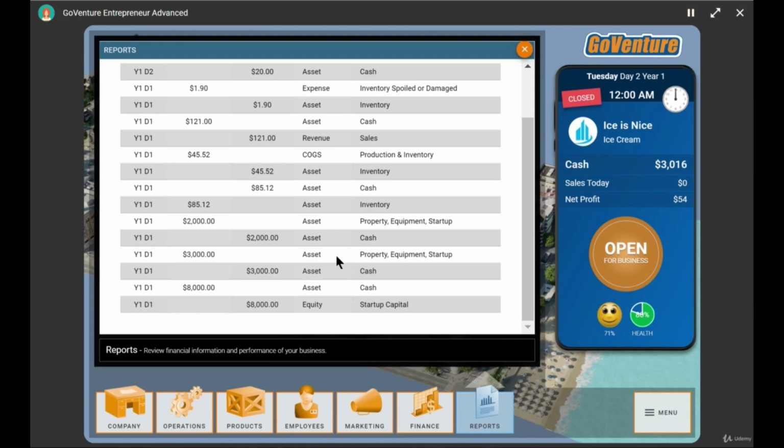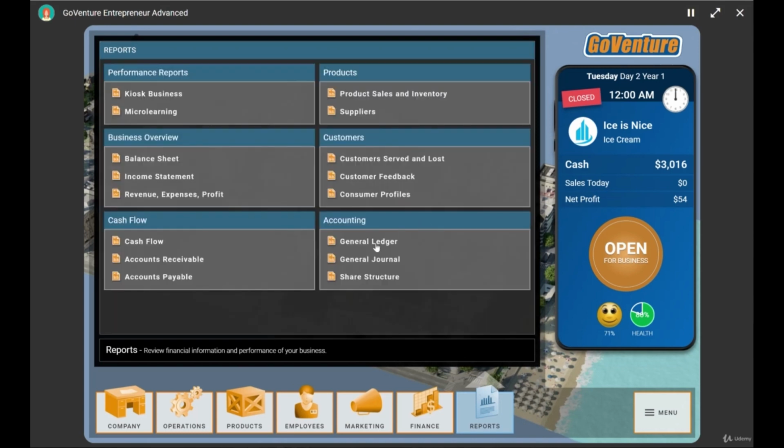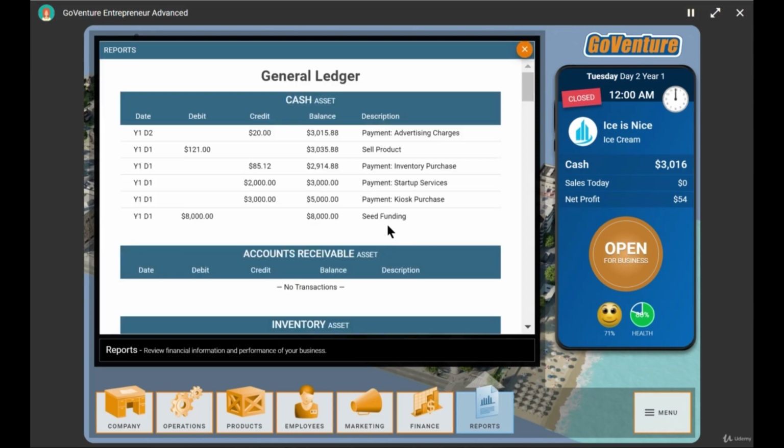Now the General Journal, as useful as it is to track every transaction, it's not as easy to pick out the information that you want. That's when we revert back to a different report called the General Ledger. So the General Ledger has the exact same info as the General Journal, but it organizes things in a way that's easier to understand. So what it does is it categorizes different types of transactions into accounts.